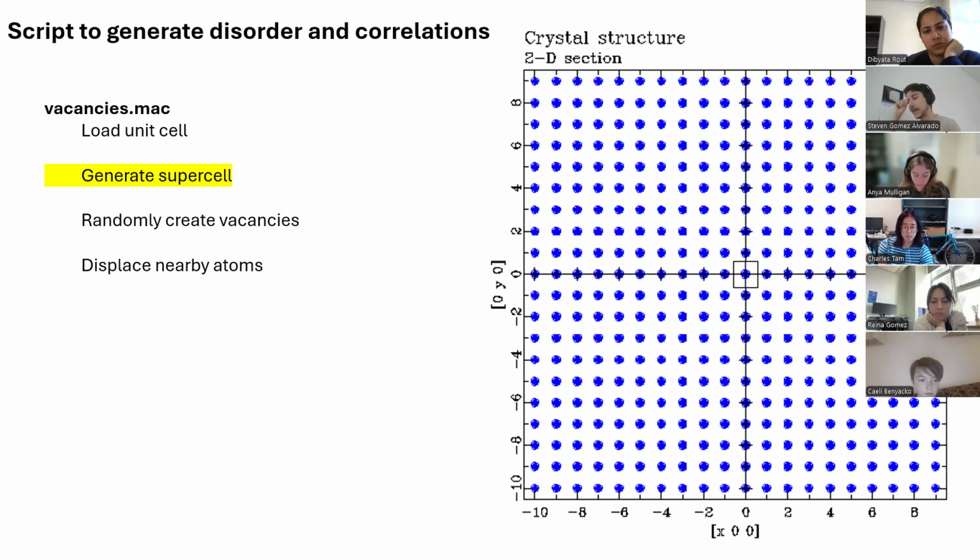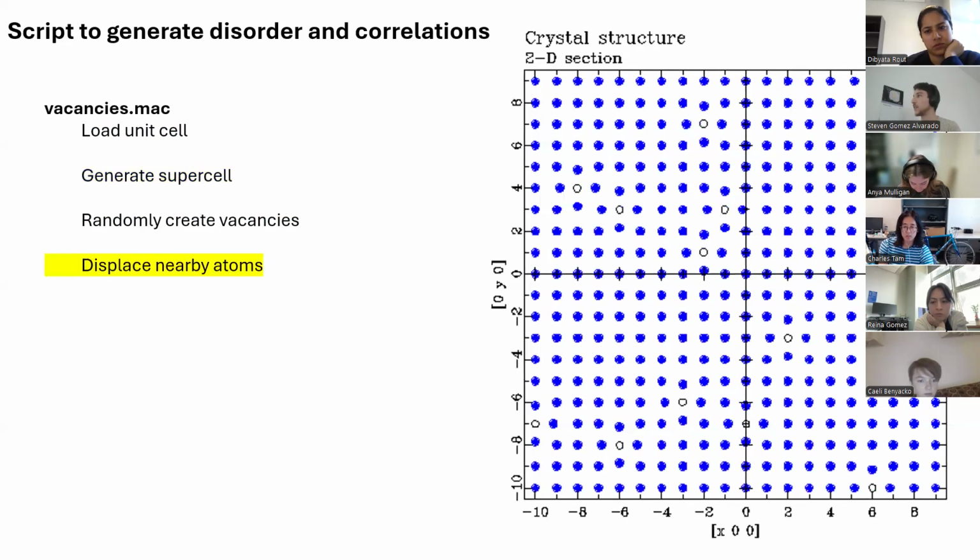Then I can have Discus randomly create vacancies. So I told it basically I want 3% of the atoms to be replaced by vacancies. Okay, so that's what those little black dots are. And then I told Discus, find all the atoms around those vacancies and then move them towards the vacancy. So that's what that looks like. I made a little GIF so you can see the change. I'll just show that off for a second.